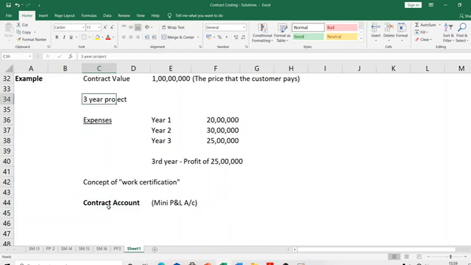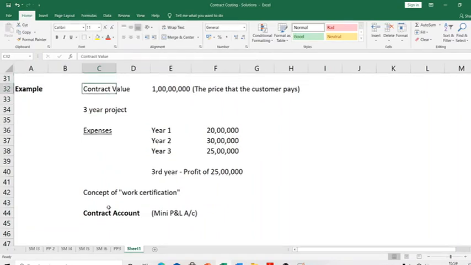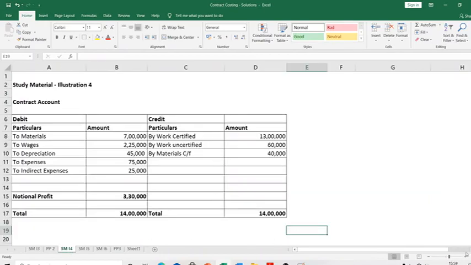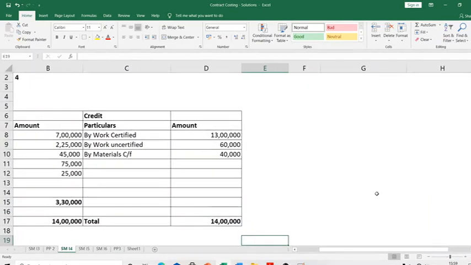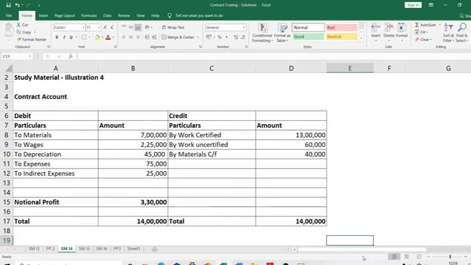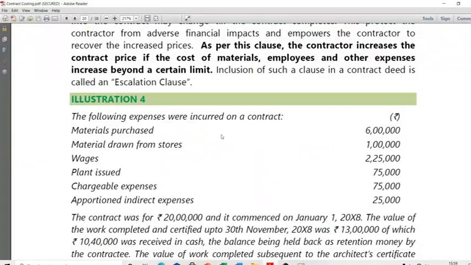So with this background, now you get an overview of what we are likely to be discussing. Have that overview. Now we will do a problem. I'm going to take you to study material illustration 4. As I said, all the problems I'm going to discuss are going to be study material problems only. Study material illustration 4.